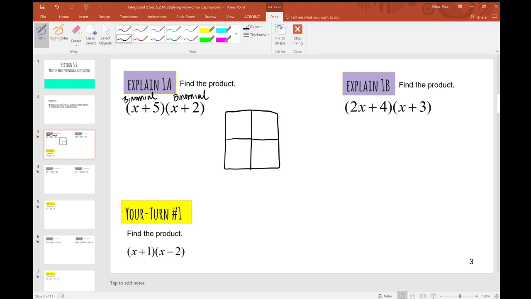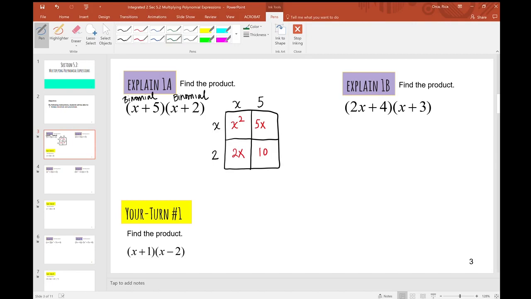At the top of my box, I want to write out my first binomial. So I have x and 5. On the left side of my box, I want to write out my second binomial, which is x and 2. Now let's fill in our box. We know x times x is x squared, x times 5 is 5x, 2 times x is 2x, and 2 times 5 is 10. Now we're ready to combine like terms.